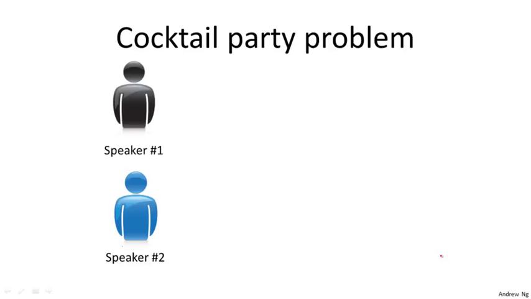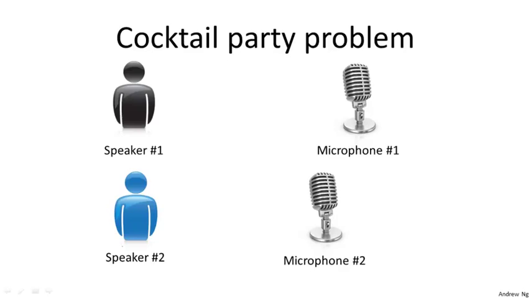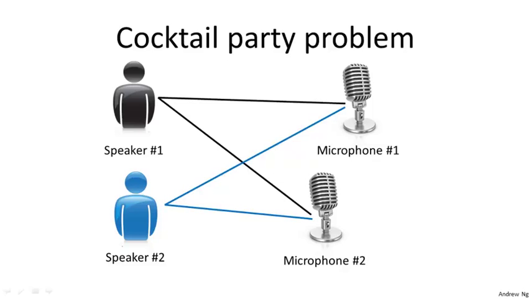So maybe you have a cocktail party with two people talking at the same time, and a somewhat small cocktail party. And we're going to put two microphones in the room. Because these microphones are at two different distances from the speakers, each microphone records a different combination of these two speakers' voices. Maybe speaker 1 is a little louder in microphone 1, and maybe speaker 2 is a little bit louder in microphone 2 because the two microphones are at different positions relative to the two speakers. But each microphone records an overlapping combination of both speakers' voices.